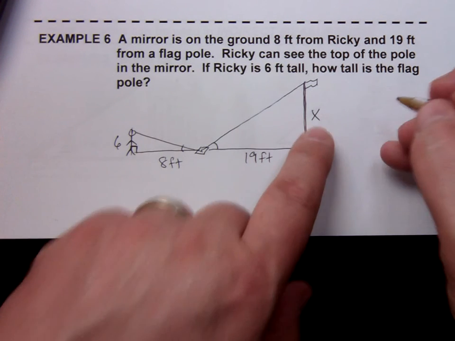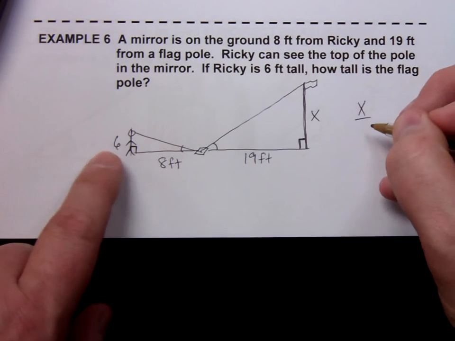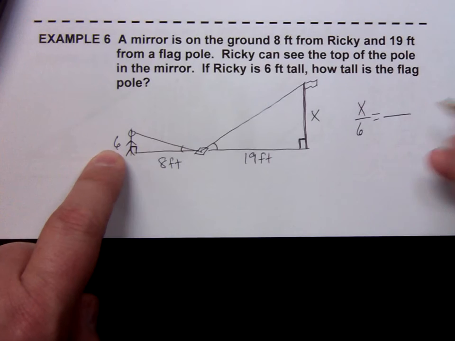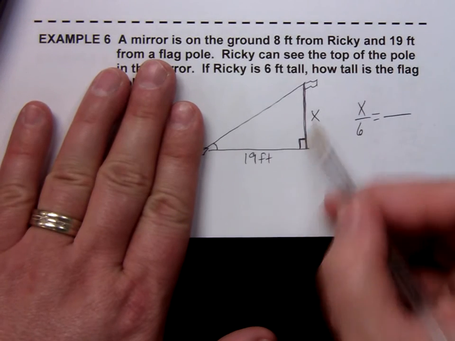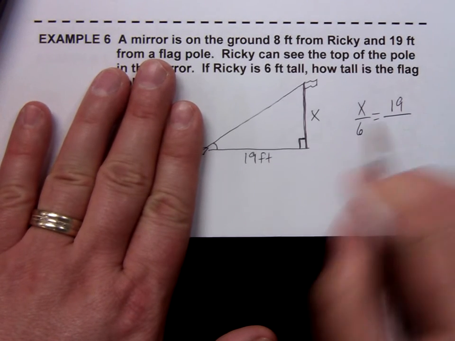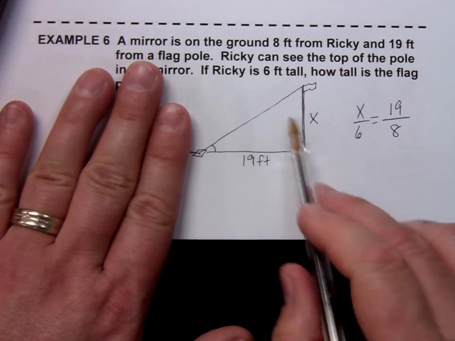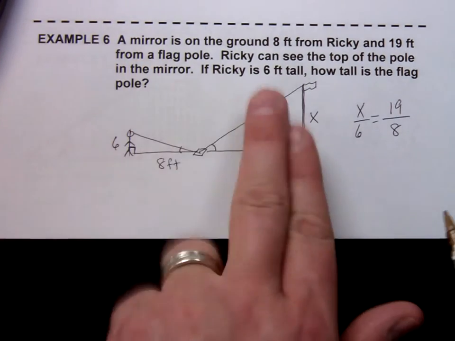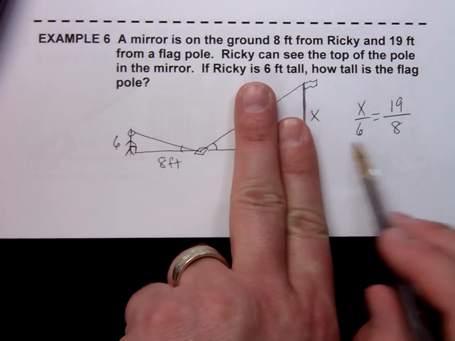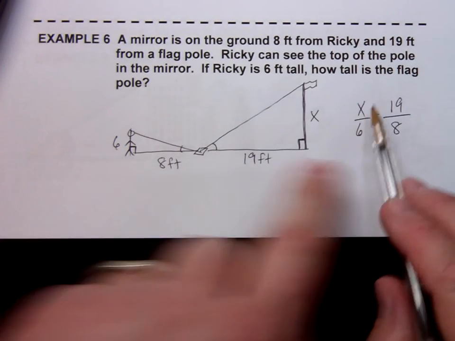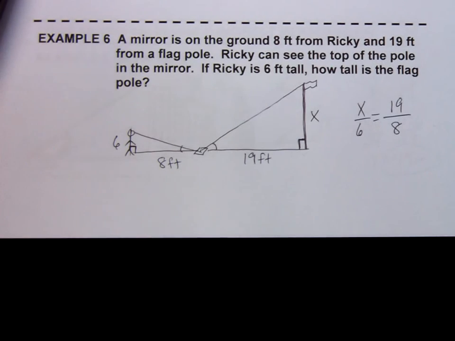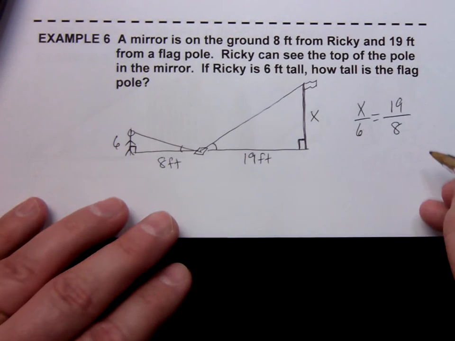So the x corresponds with 6. Since I put x in the numerator, something else from the same triangle needs to go in the numerator, so 19. And the 19 corresponds with 8. So x and 19 are from the same figure, they're both in the numerator. 6 and 8 are both from the same figure, they're both in the denominator. And then I have corresponding parts matched up in each ratio. And there is our proportion, and all we have to do is cross multiply to solve it.